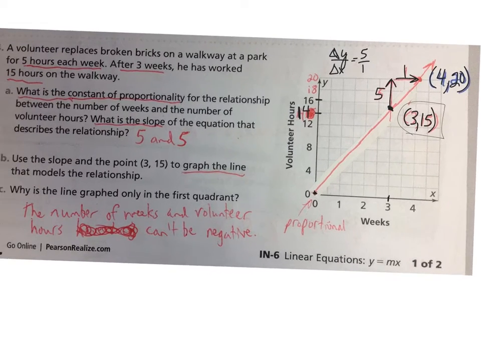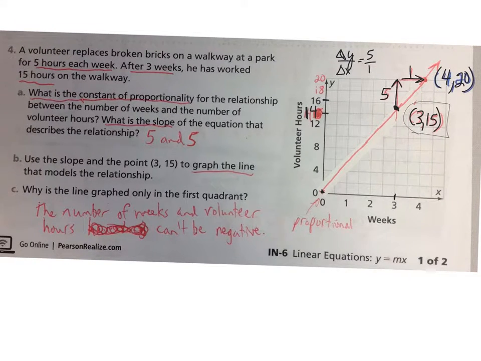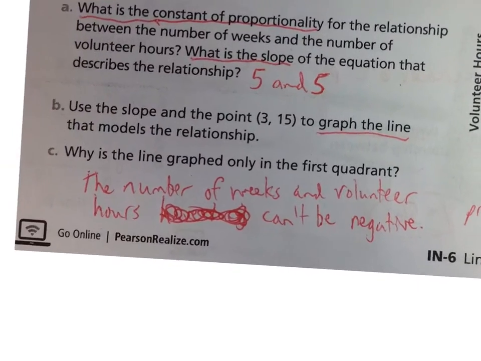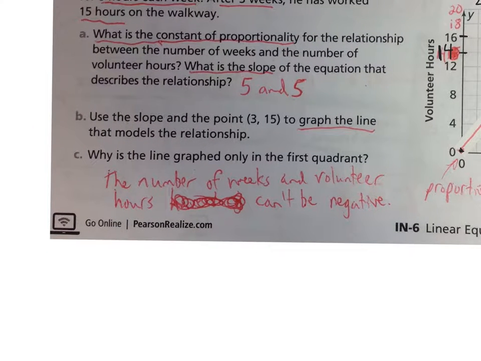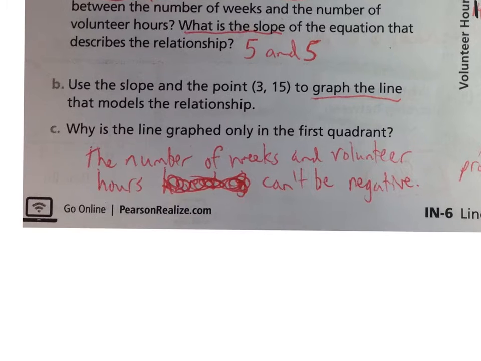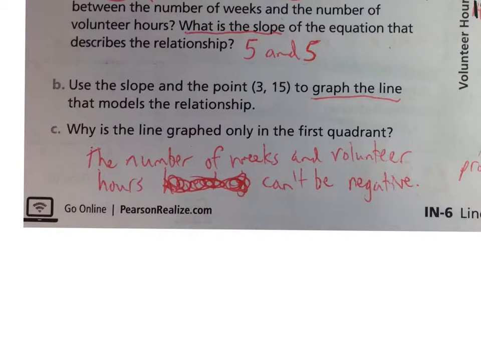Part C asks, why is the line graphed only in the first quadrant? Basically, the reasoning there is that the number of weeks and the volunteer hours can't be negative. Okay, for sure, we can't volunteer negative hours. Technically, maybe you could argue having negative weeks of, like, -2, that was 2 weeks ago or something like that, but for sure, we cannot volunteer negative hours.